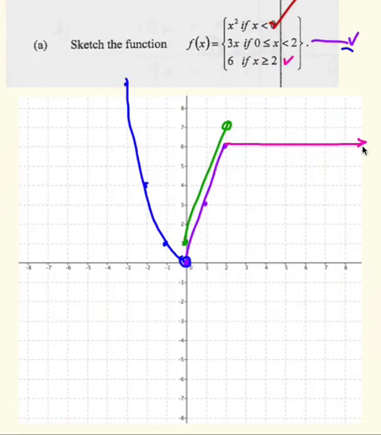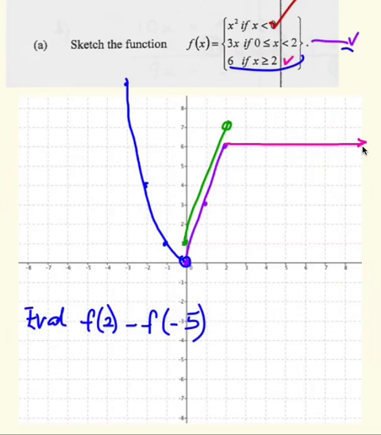Just very quickly, just to wrap up too, if you were asked, and just to change the subject a little bit, to evaluate f of 2 minus f of, I don't know, -5, say, then we don't forget what we're doing is substituting. So we're putting these values into the function. Now, when x equals 2, we're looking at this function here. Okay, so the value of that is just plain old 6 because it's always 6. Okay, that's what it says there.